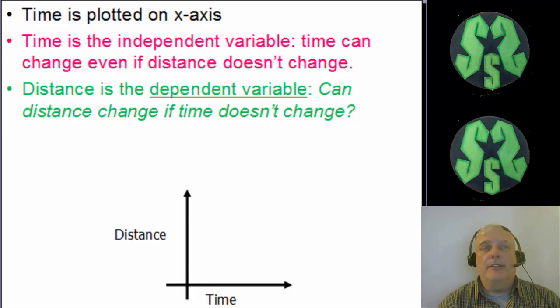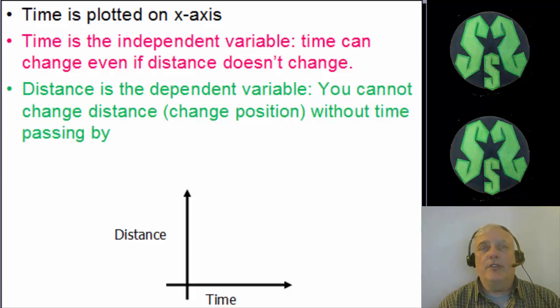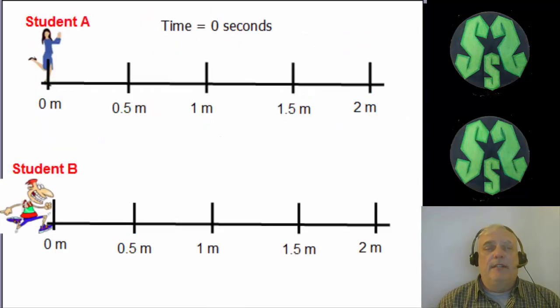Then we'll take a look at distance. Distance will be the dependent variable. Can distance change if time does not change? The answer to that is no. You cannot change distance. You cannot change position without any time going by. So that would be like me saying, well, I'm here in my chair in front of the camera, and without any time going by, I'm going to change my position, and now I'm going to be at my desk at school. I can't do that. It requires time for me to travel to change my distance. I cannot be in two places at once. Doesn't matter how much you want to be able to do so. Can't do it.